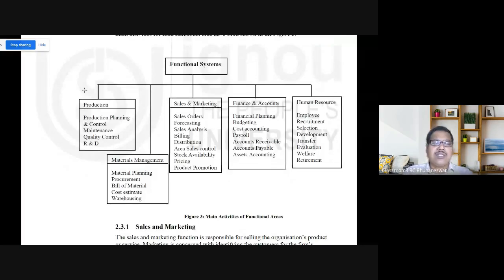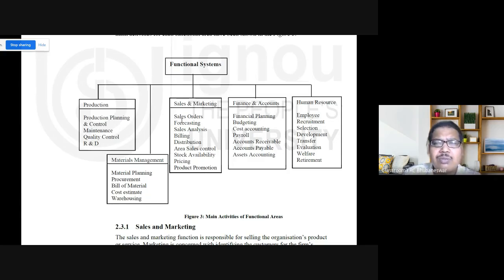So the functional system would go for these five different areas. The production system works with planning, with controls, maintenance, quality control, and research and development. Material management goes by the inventory, planning for the material procurement, bill of materials, then cost estimations, then warehousing.